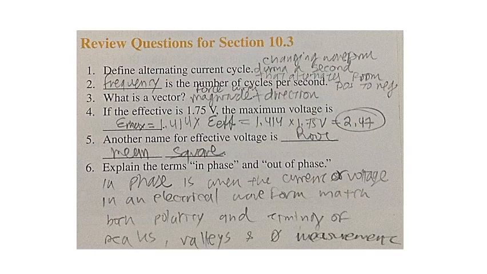Number 6, explain the terms in phase and out of phase. In phase is when the current or voltage in an electrical waveform match both polarity and timing of the peaks, valleys, and the zero measurement. Out of phase is just the opposite. The current, voltage, and the electrical waveform do not match the polarity and timing of the peaks, valleys, and the zero measurement.